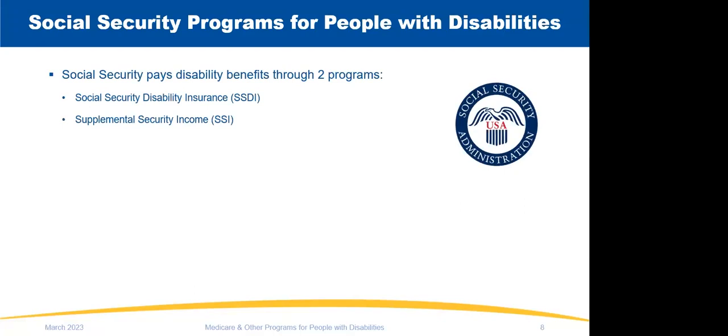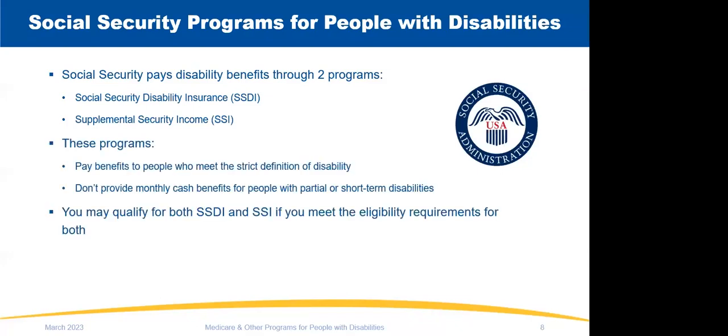Now, Social Security administers two disability programs. One is Social Security Disability, or SSDI. The other is Supplemental Security Income, or SSI. With both programs, we pay a monetary benefit to individuals that meet our definition of disability. Social Security does not pay a partial or short-term disability benefit. Now, there is the possibility that an individual could be receiving both SSI as well as SSDI. It just depends on the financials.